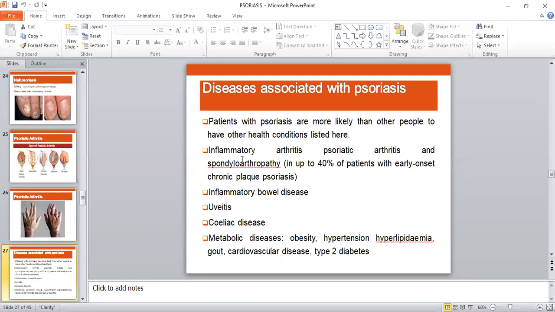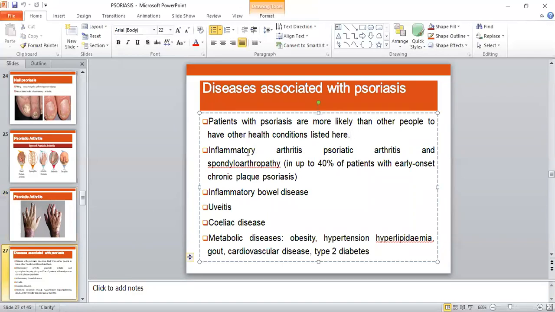And diseases associated with psoriasis: patients with psoriasis are more likely than other people to have other health conditions listed here.